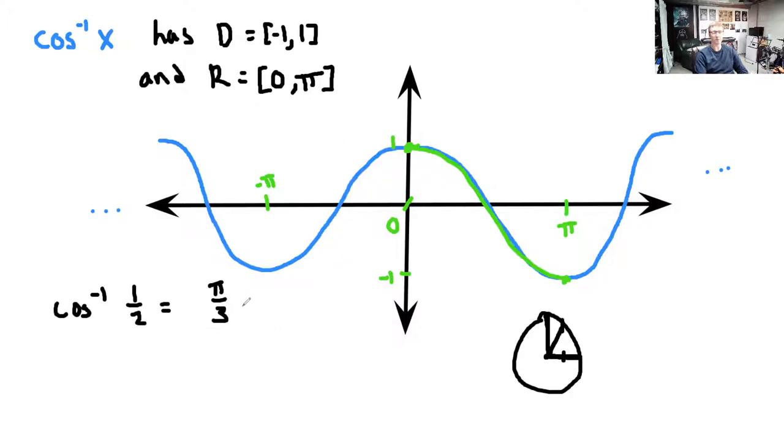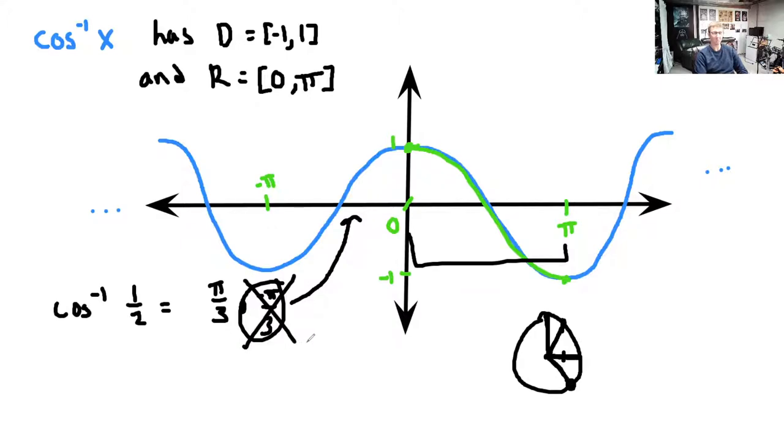Okay, but there's lots of others you could have chosen, right? For cosine inverse of 1/2, you could have chosen negative pi over 3. That's the same thing, just going in the opposite direction. It also has an x-coordinate equal to 1/2. But this is right there. It's not in this section here. So we will not answer with that. That's outside the range of cosine inverse. Cosine inverse only gives you angles between 0 and pi. Alrighty. So that's cosine inverse.